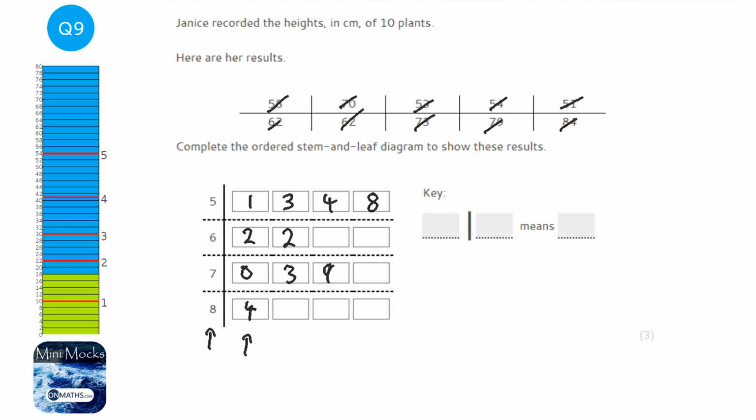If there is a 2-sided one, then make sure the smallest are on the right hand side and the biggest are on the left hand side. Okay, but this is only a single stem leaf diagram question.